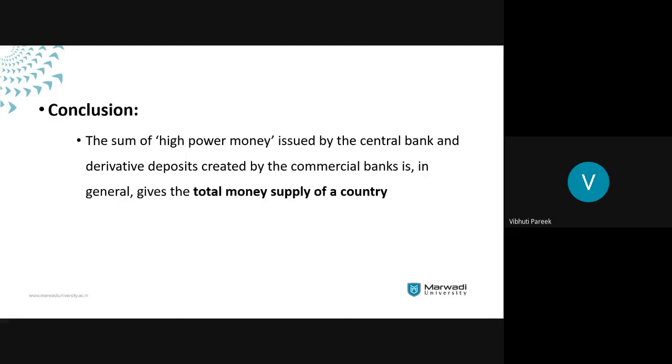The second reason is the rate of required reserves. If the rate of required reserves increases, then you can create lesser derivative deposits. If it goes down, then you can create higher. So it depends on that. Then there is the demand for bank loans by the society, that is, how much loans are required by the society at large. The secondary deposit also depends on that.